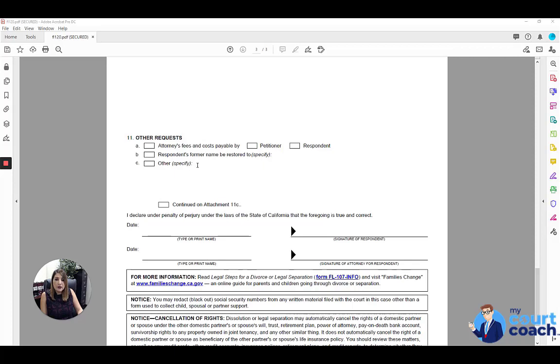And finally, with all petitions and responses, under 11C, I write written statement of decision on all contested issues. Hopefully you resolve your case amicably by settlement, but if not and it goes to trial, then you want a written statement in case you need to appeal down the road. So finally, you will fill in your name here, sign, date, and that completes the response to petition form FL120.